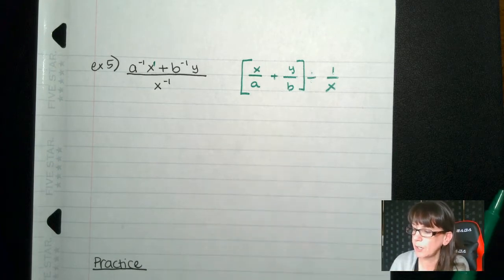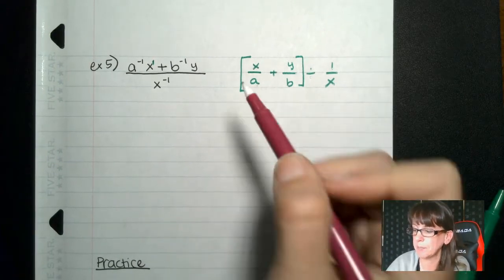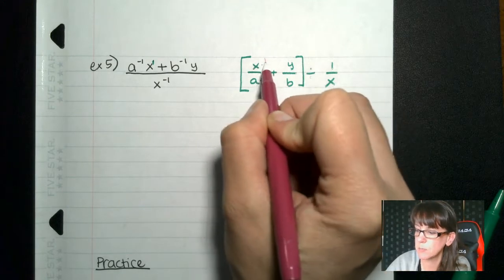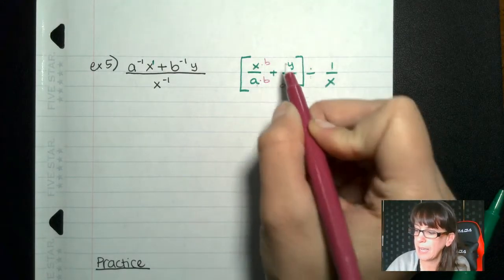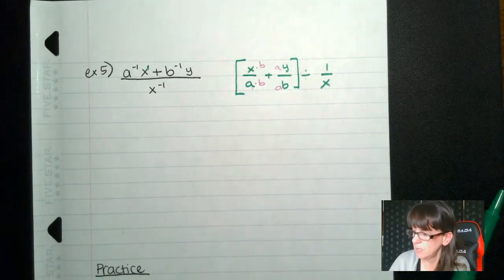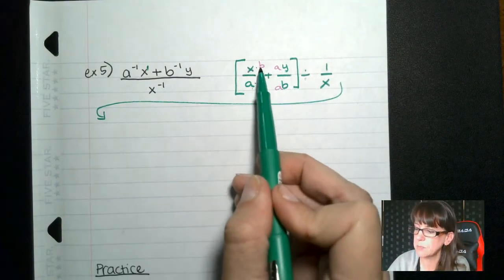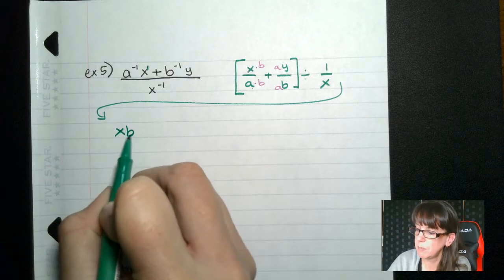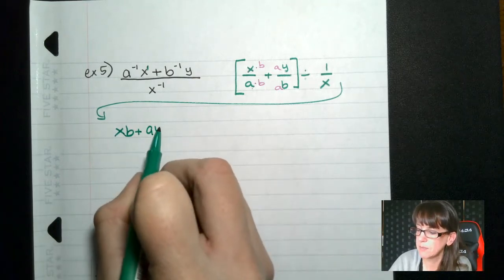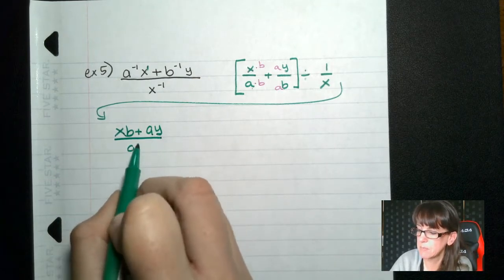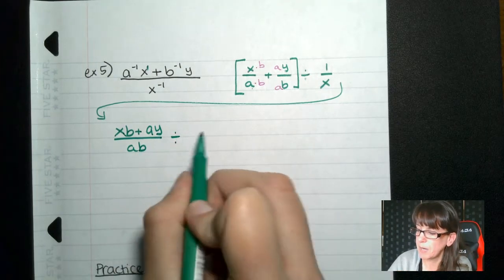So over here, our common denominator is ab. I need to multiply this by b, and this by a, and this by a. So let's go over here. I have xb plus ay over ab divided by 1 over x.